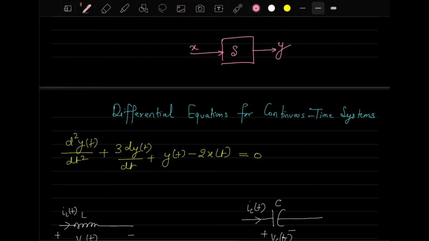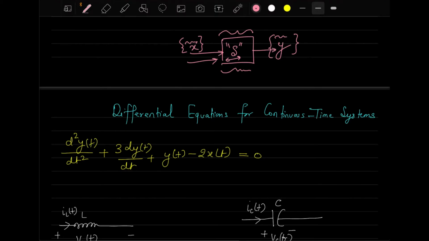So we want to know the performance of the system. The performance of the system can be analyzed if we somehow relate y with x. If there is some way we can relate y, the output of the system, with the input that we are feeding to the system, then we can quantify what type of system this is.